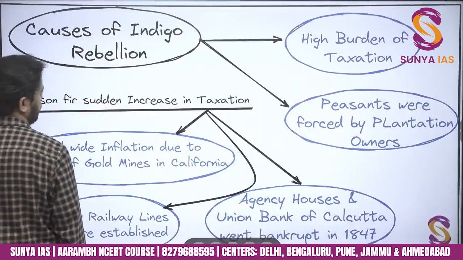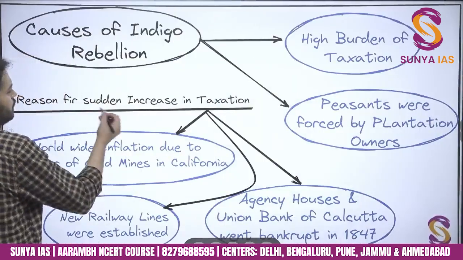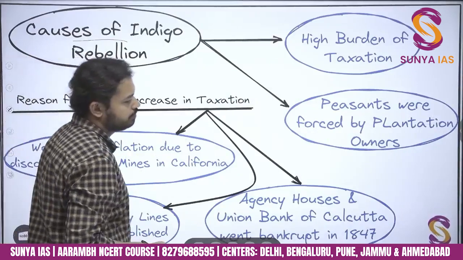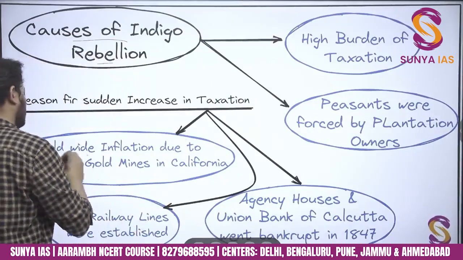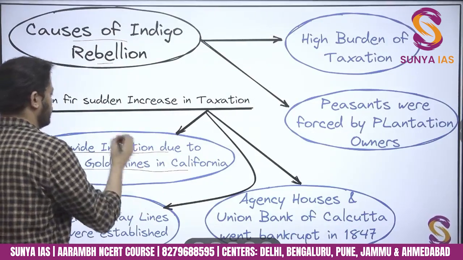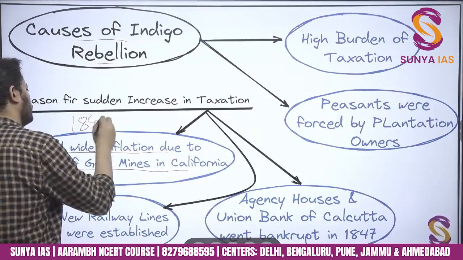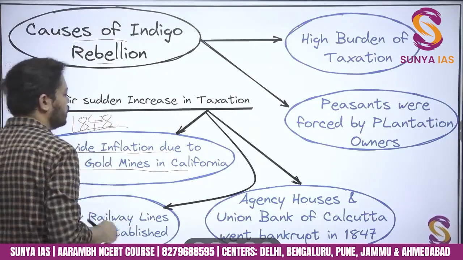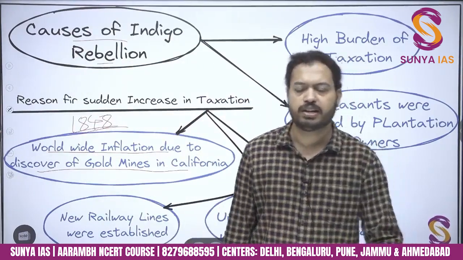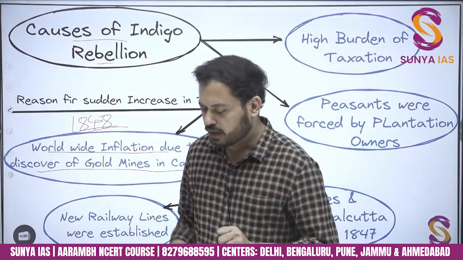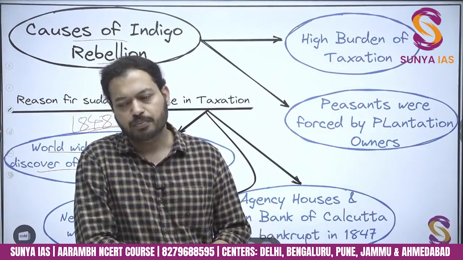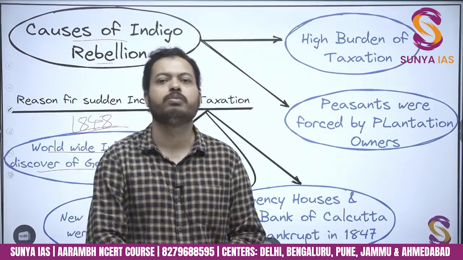First, let me tell you that. So, the reasons for the sudden increase, or the causes of the indigo rebellion, were, first of all, the worldwide inflation due to the discovery of gold mines in California that started in 1848. Okay, so basically 2-3 international things happened which impacted the indigo trade in India. And how it happened, let me tell you this. Back in the 1840s, the world got to know that California has a lot of gold mines.